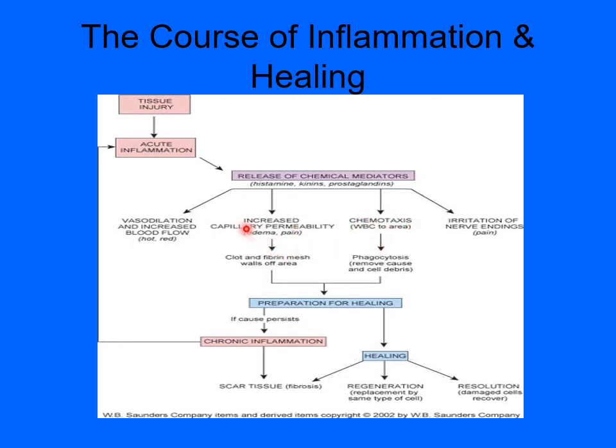Now, because you are releasing these proteins, clotting proteins, into the nearby tissues, that's going to clot and form a fibrin mesh, walls off the area. These white blood cells, they phagocytize the bacteria and infectious agents in the area. It can remove cellular debris, and this sets up the stage for healing.